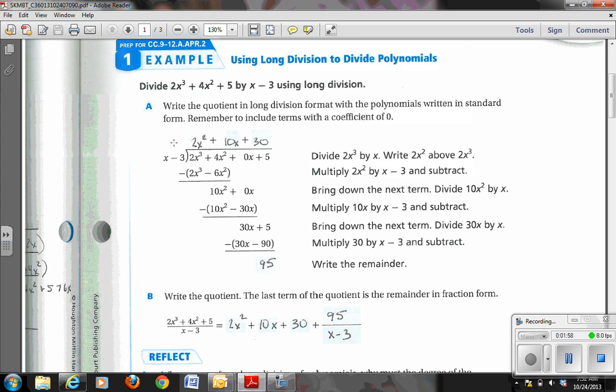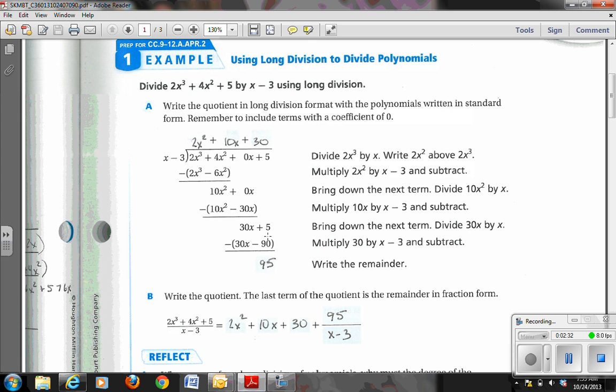I think to myself again, just this first term, the variable here, x, what do I multiply x by to get 10x squared? And it would be 10x to the first. So I put that up top, 10x to the first, and again I multiply it to both of these terms here in the divisor. So 10x times x is 10x squared, and 10x times negative 3 is negative 30x. And again I subtract. So this minus this should go away, and I have 0 minus negative 30x is 30x.